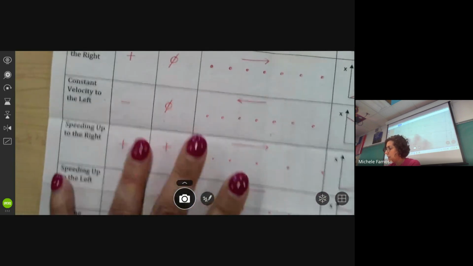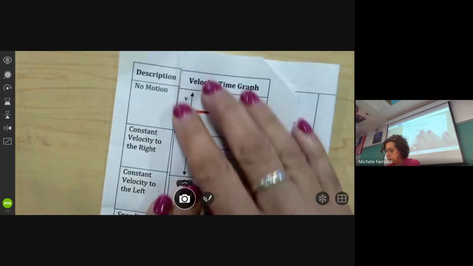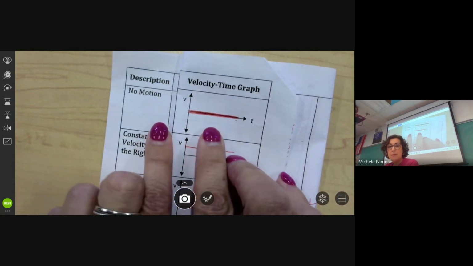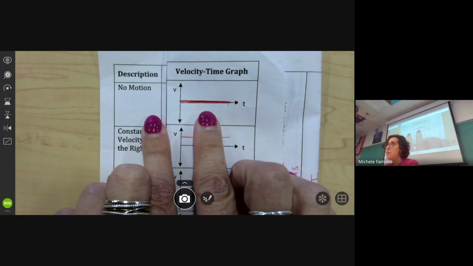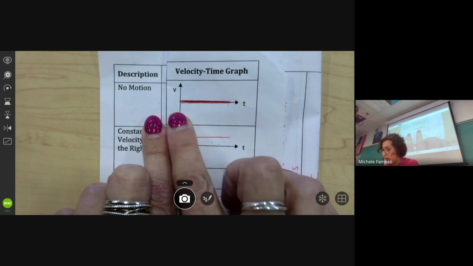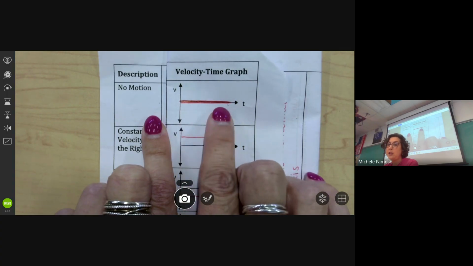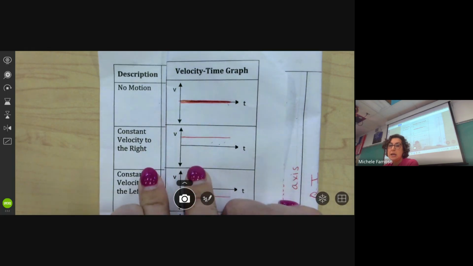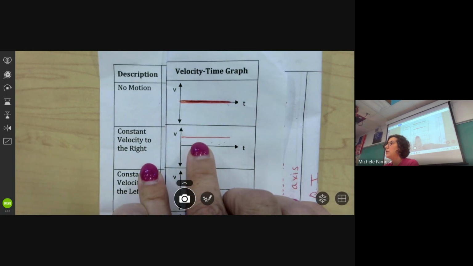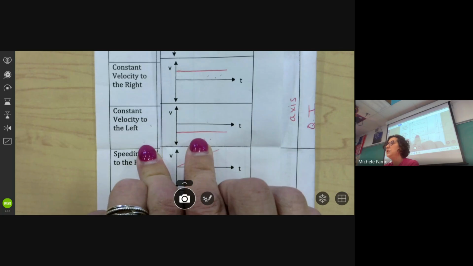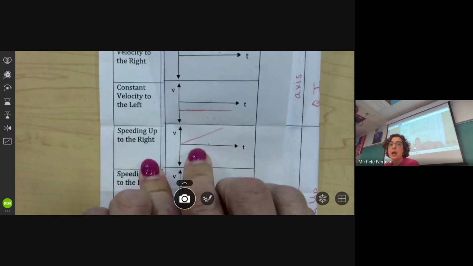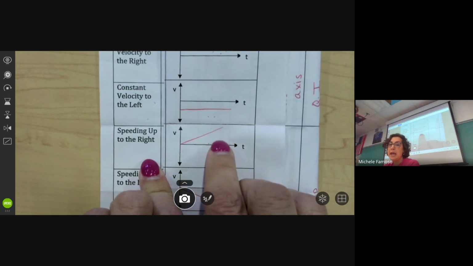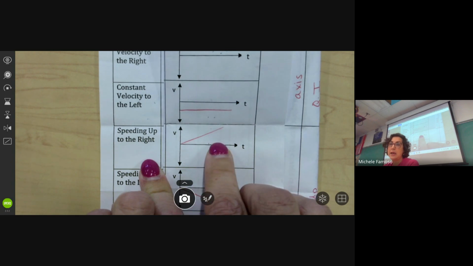And lastly, let's look at these velocity time graphs. When I'm not moving, my velocity graph must be a horizontal line on the 0 velocity value. That's the horizontal axis. Constant velocity to the right is any horizontal line up above the x-axis. Constant velocity to the left is any horizontal line below the x-axis. Speeding up to the right is a diagonal line. It has to be above the x-axis and moving away from the x-axis.